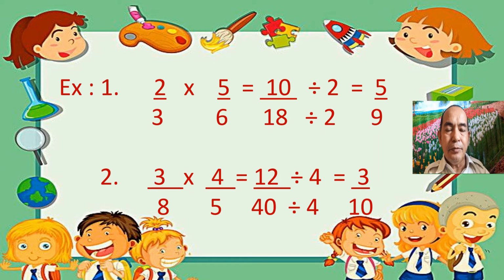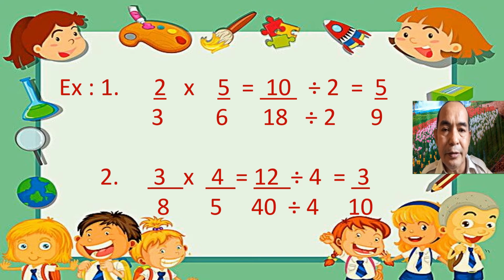We have another example taken from your module. So, again, this will be your reference when you have to answer your module. Okay, 2/3 times 5/6. Okay, again, applying the rule. Multiply the numerator, 2 times 5. We have 10. Denominator, 3 times 6.